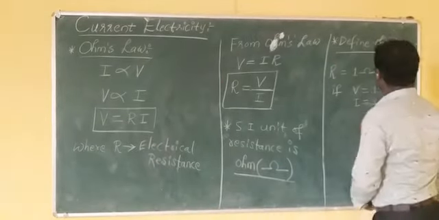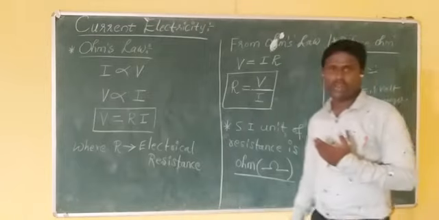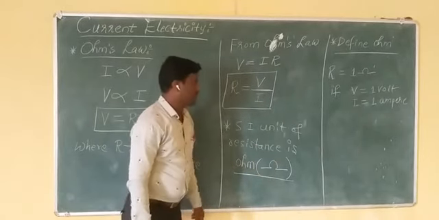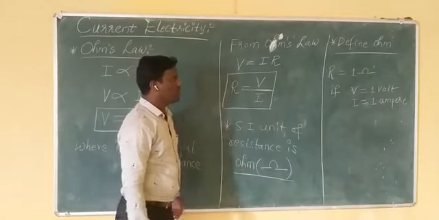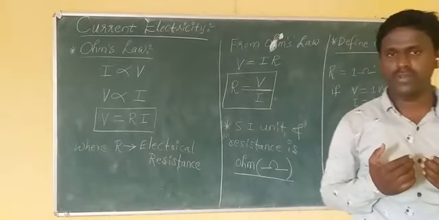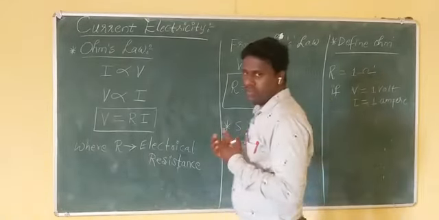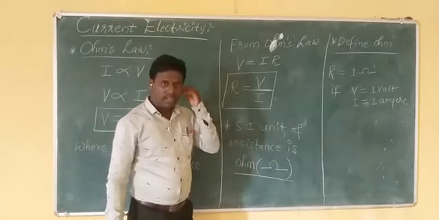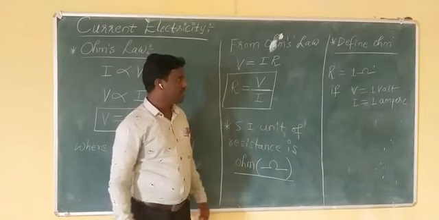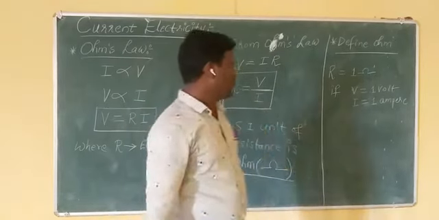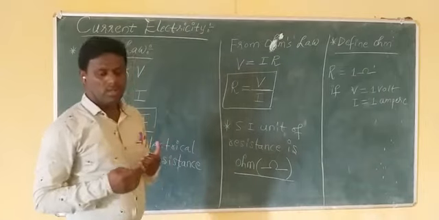So this is ohm. What is the SI unit of resistance? Ohm is the SI unit of resistance, and this is the symbol of ohm. This is the symbol of the SI unit of resistance. Right? Definition: you will learn how to define the term ohm. Whenever 1 volt of potential difference is applied at the two ends of the wire and 1 ampere of electric current flows through the wire, then electric resistance is equal to 1 ohm. Right?